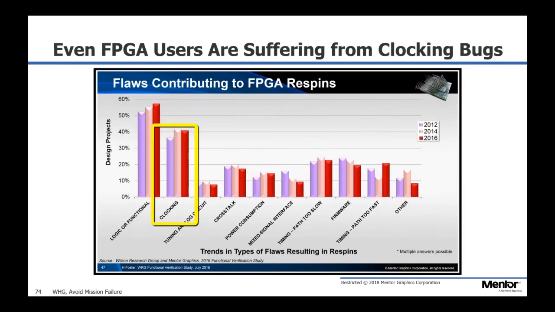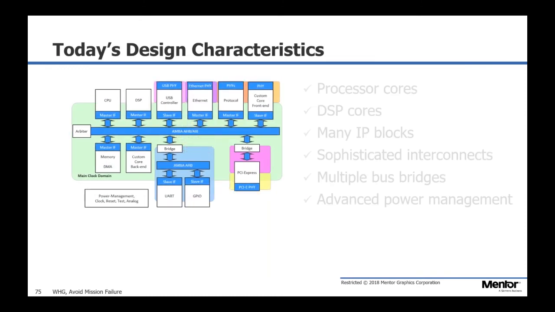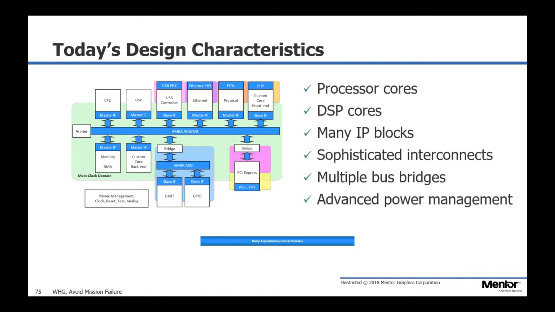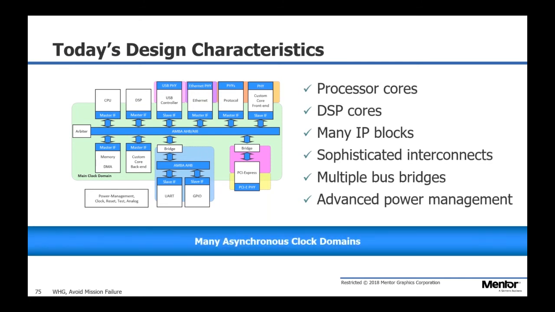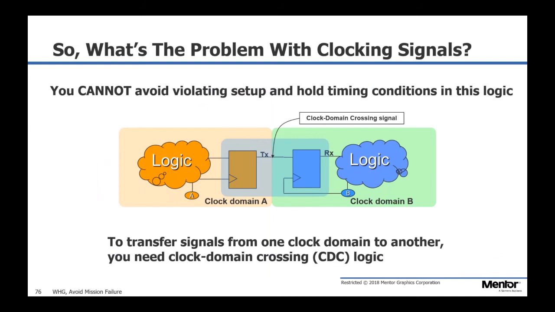And we're also seeing that they are the second leading cause for needing to respin your FPGA. And so that is clocking issues, and generally it is asynchronous clock domain crossing issues. Every time you cross from one clock domain to another, you have the potential for metastability.